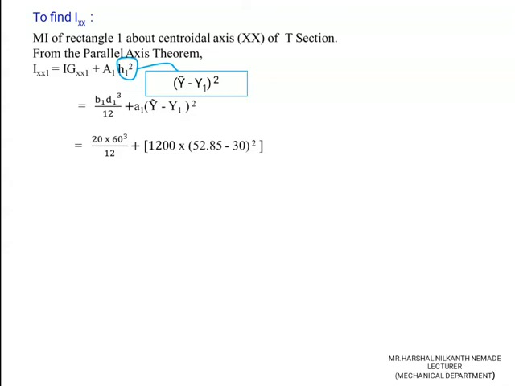After solving we will get Ixx1 is equal to 986.54 multiplied by 10 raised to 3, and unit will be mm raised to 4.